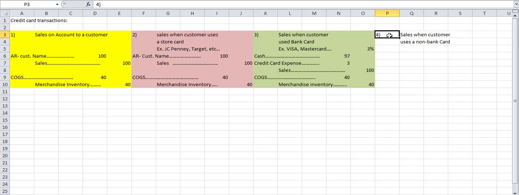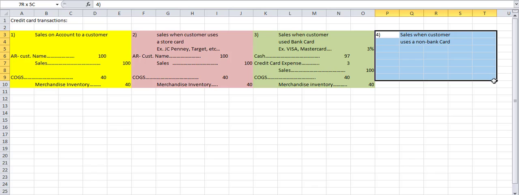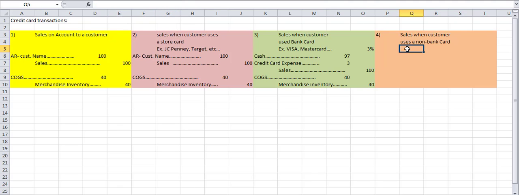Okay, and the fourth and final one is what happens when a customer uses a bank card. Excuse me, a non-bank card. So a non-bank card would be like Discover or American Express. These are not banks. These are just companies that offer credit cards and people can use them. Let's pretend that this is 2%.